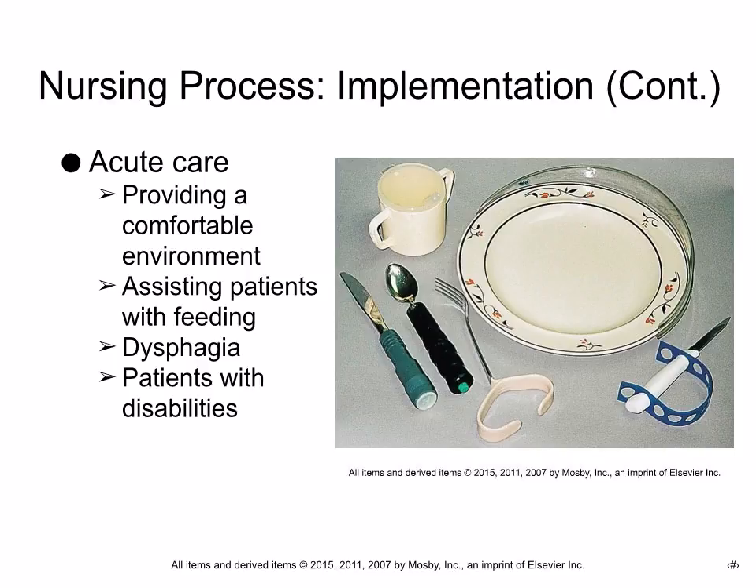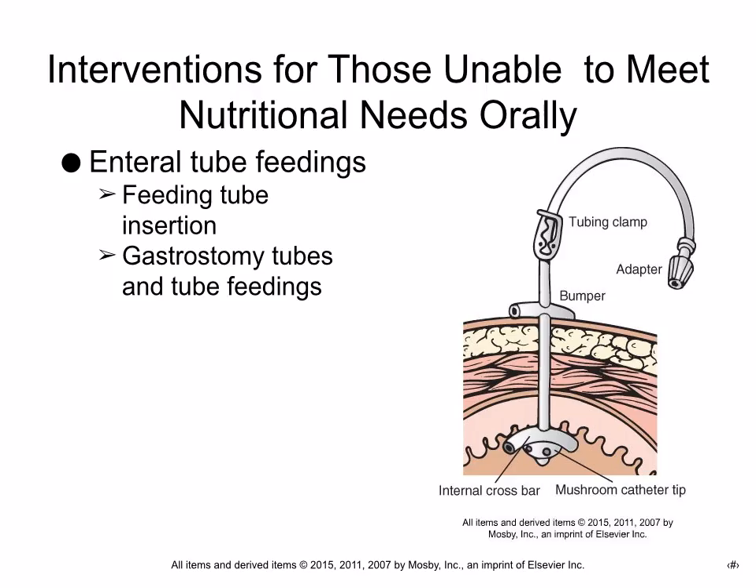Whenever a patient refuses anything, the first priority for you as a nurse is to educate them on how important nutrition is in their life, for their hospital stay, and how it will help them get better. Next slide. So this is interventions for those unable to meet nutritional needs orally.